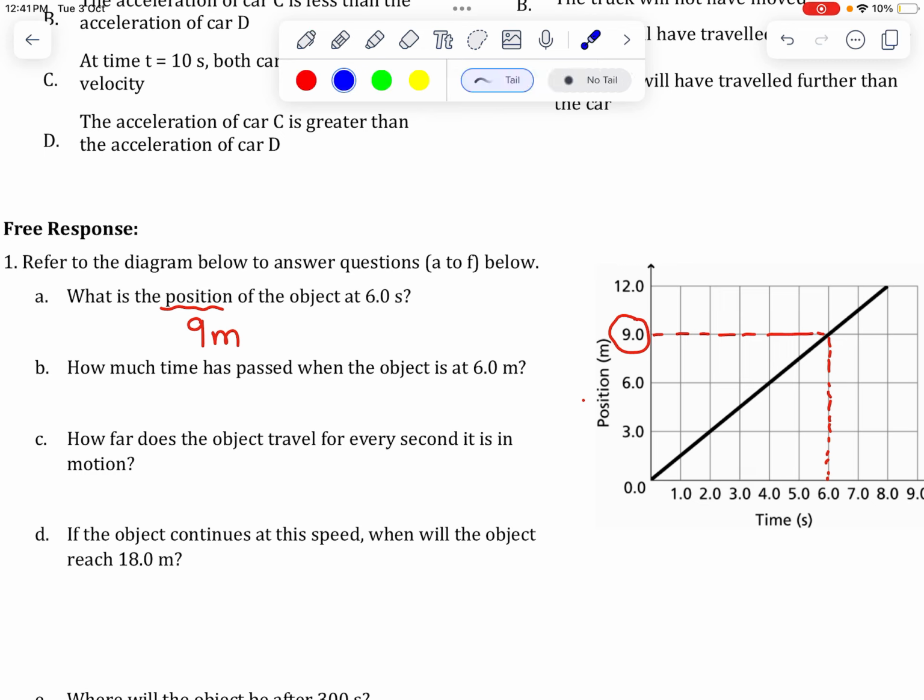Question B. How much time has passed when the object is at 6 meters? How much time when it is at 6? So at the time when he was at 6, he eventually went from 0 to 4, which is 4 seconds.